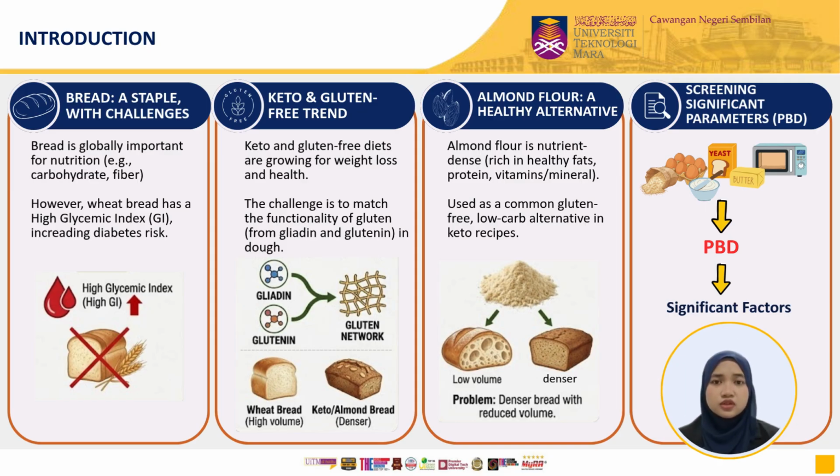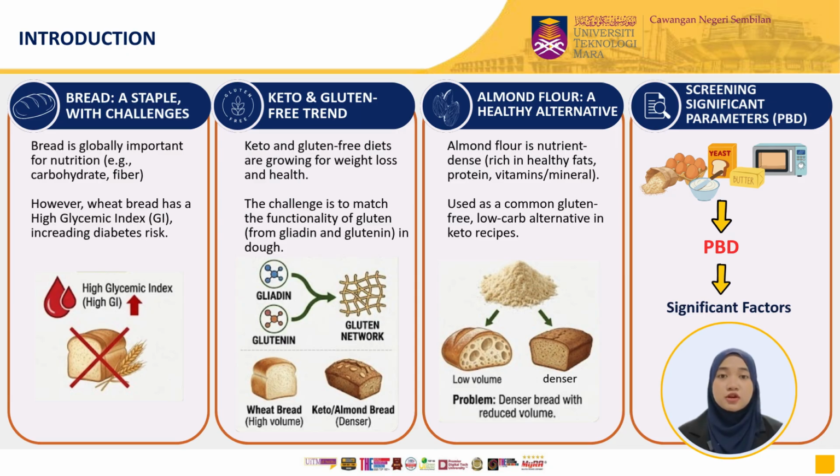Since almond flour does not contain gluten, it cannot form the gluten network that normally traps carbon dioxide during the fermentation. As a result, keto bread often has a lower loaf volume, denser texture, and reduced consumer acceptance. One of the most common ingredients used in keto bread is almond flour because it is naturally gluten-free, rich in healthy fats, proteins, vitamins, and minerals, while containing fewer digestible carbohydrates. However, replacing wheat flour with almond flour creates another challenge.